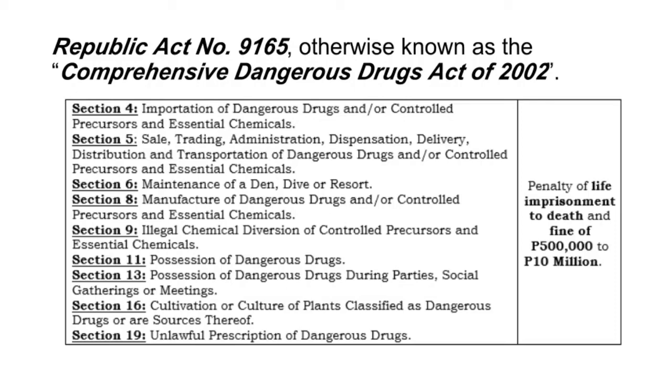Section 13, possession of dangerous drugs during parties, social gatherings or meetings. Section 16, cultivation or culture of plants classified as dangerous drugs or are sources thereof. Section 19, unlawful prescription of dangerous drugs.